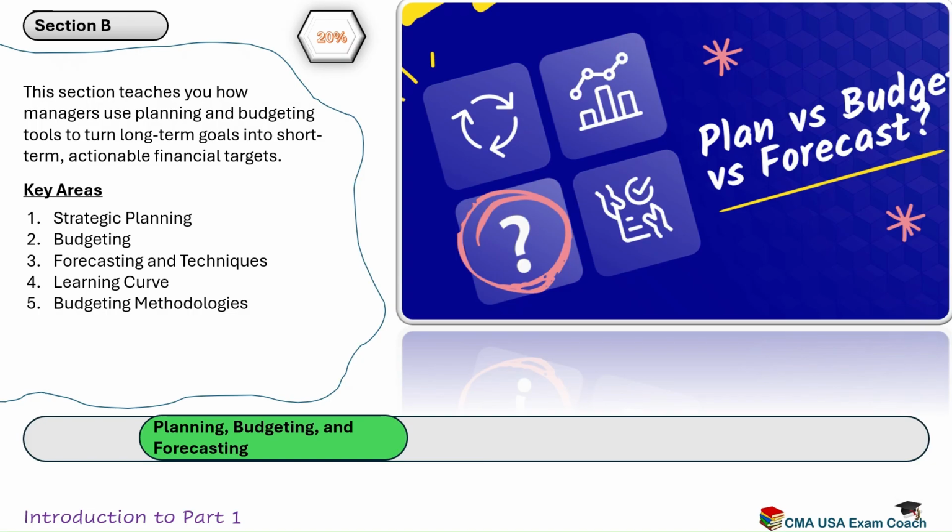2. Budgeting. Once the strategy is clear, budgeting helps convert those goals into detailed numbers: how much revenue we expect, what our costs will be, and how much profit we aim for. Budgets give everyone a financial target and help managers monitor performance throughout the year.